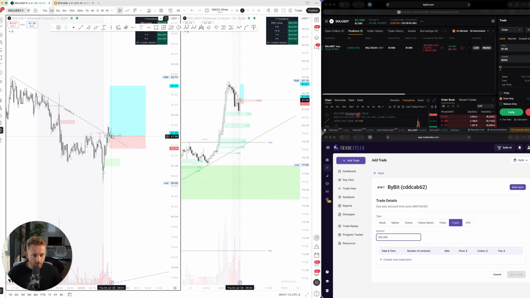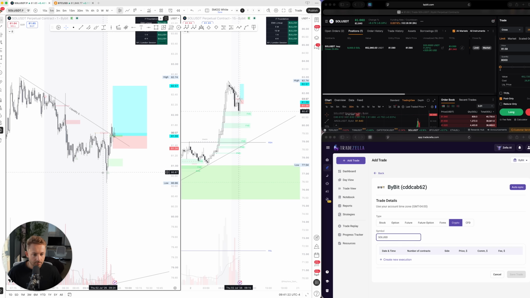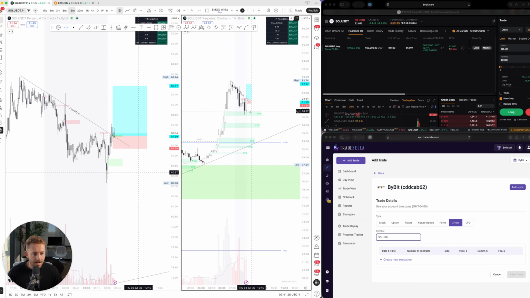Okay, so now we're sitting right on top of this previous level that hadn't been broken before into our fair value gap and support along this level after a sweep out of the open with a higher time frame confluence.